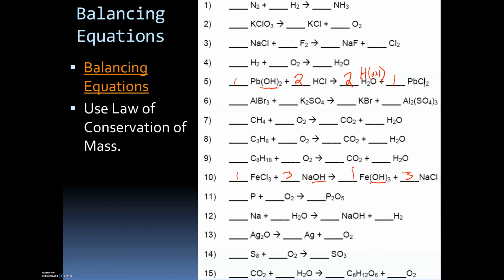Looking at number 11 here, we have phosphorus plus oxygen gas yielding P2O5. Now I look at the oxygens first because the phosphorus is easy to balance out. It's the oxygens that are going to be the challenging part, which it really isn't. So 5 and 2, common number is 10, so we're going to put a 2 in front of that, put a 5 in front of the oxygen. And so looking back at the phosphorus, you have 2 times 2 is 4, so we're going to put a 4 right there. That balances that out.